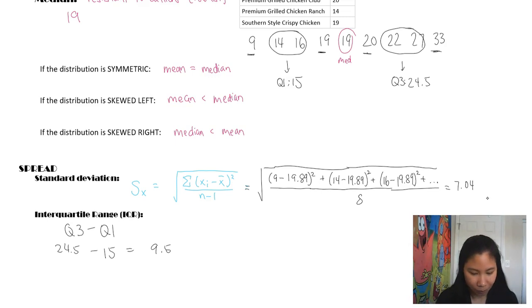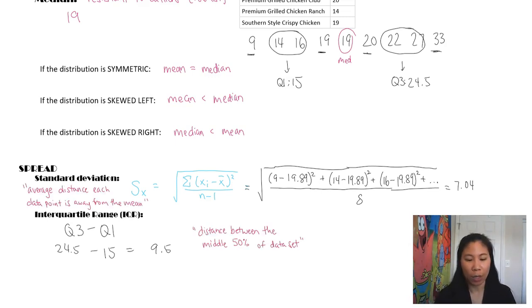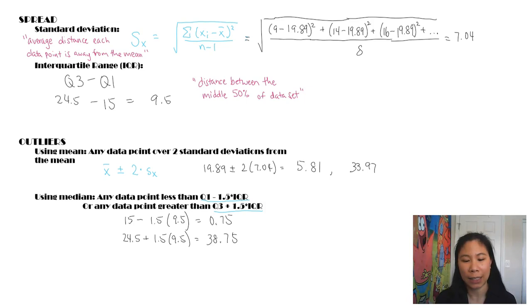Okay. So as a recap, our standard deviation is the average distance each data point is away from the mean, and then the interquartile range would be the distance between the middle 50% of the data set. Okay, so the last thing is any outliers. So when we described SOCS, we talked about the center, the spread, shape was from looking at the graph, and then any outliers. There's a couple ways to find them.